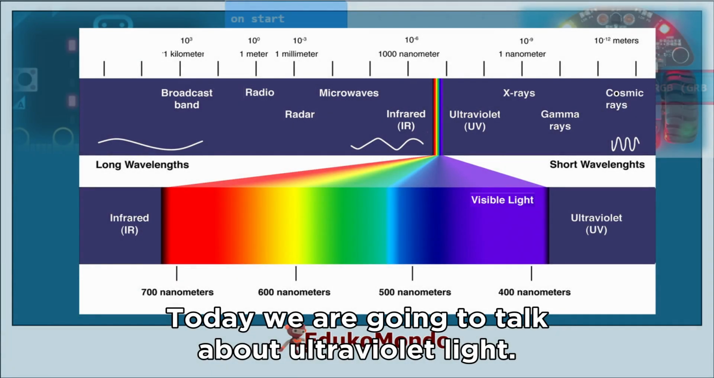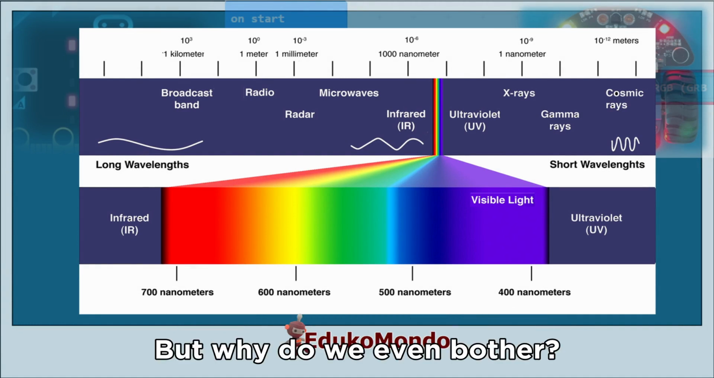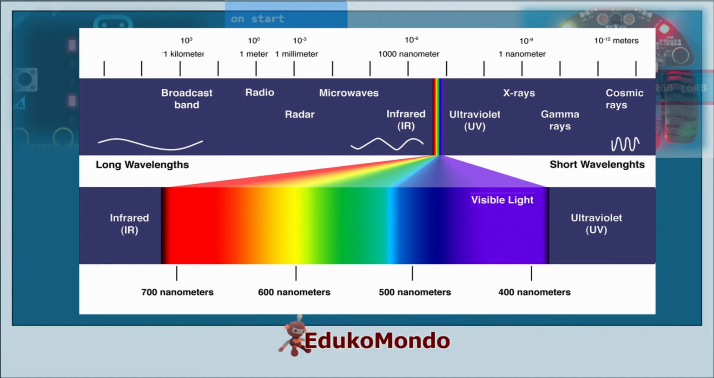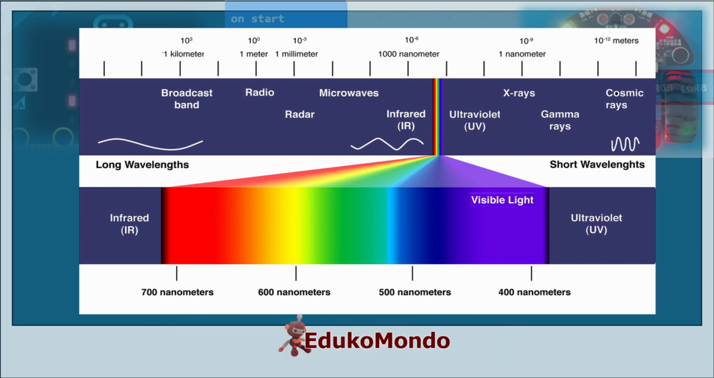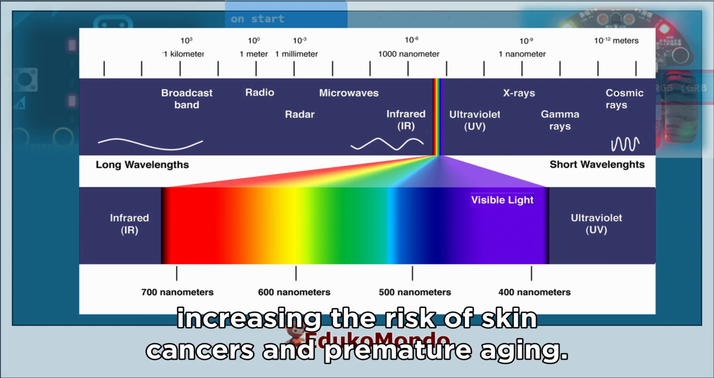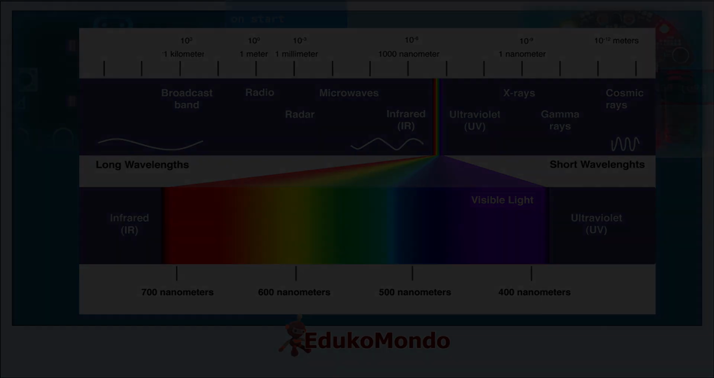So today we are going to talk about ultraviolet light. But why do we even bother? UV radiation harms people by damaging skin cells, increasing the risk of skin cancers and premature aging. It can also cause eye damage, like cataracts.